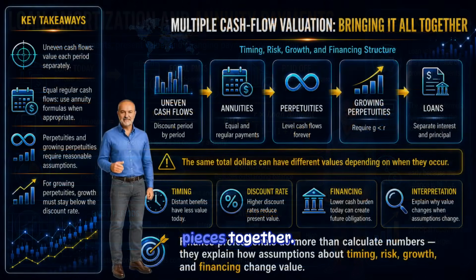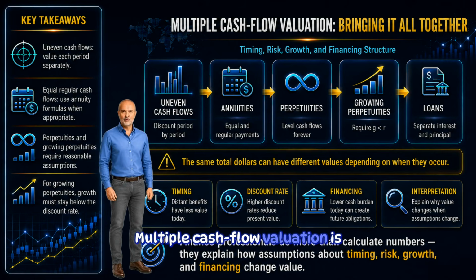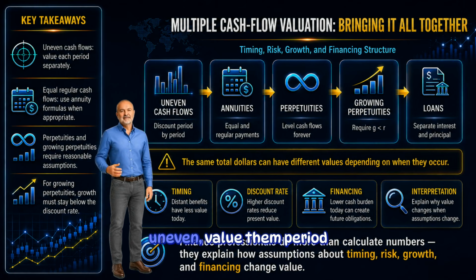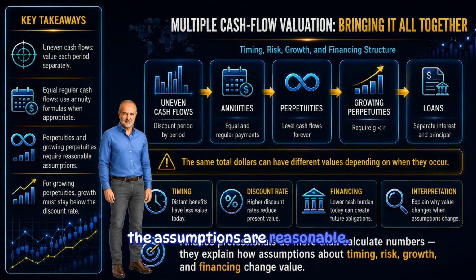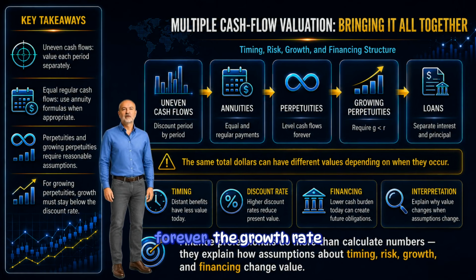Finally, let's bring the pieces together. Multiple cash flow valuation is not just mathematics. It is a disciplined way to understand timing, risk, growth, and financing structure. When cash flows are uneven, value them period by period. When cash flows are equal and regular, annuity formulas may be appropriate. When cash flows continue indefinitely, perpetuity formulas may help, but only if the assumptions are reasonable. When cash flows grow forever, the growth rate must be less than the discount rate. When analyzing a loan, separate the total payment from interest expense and principal repayment.